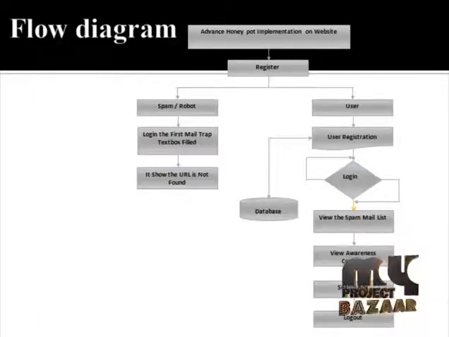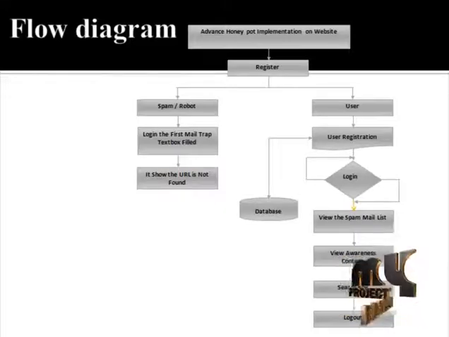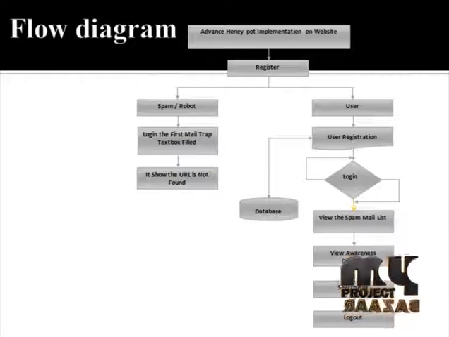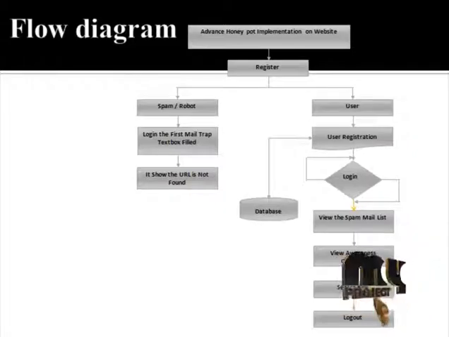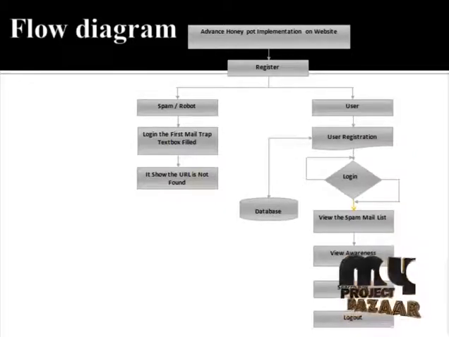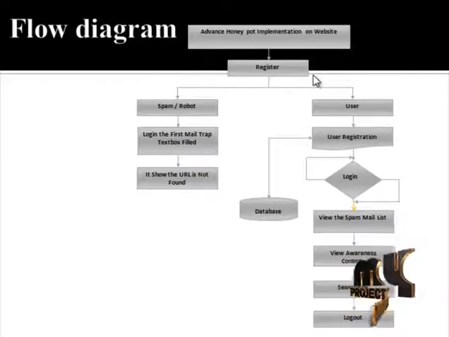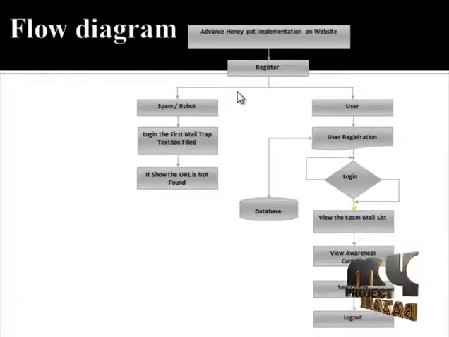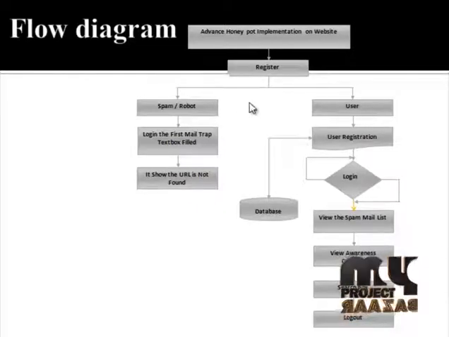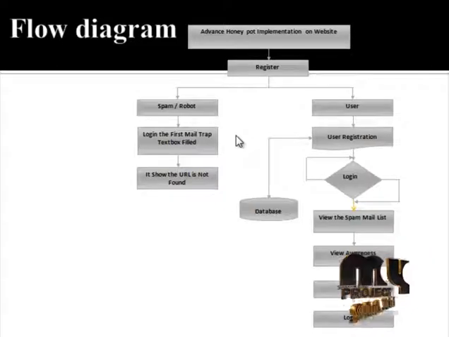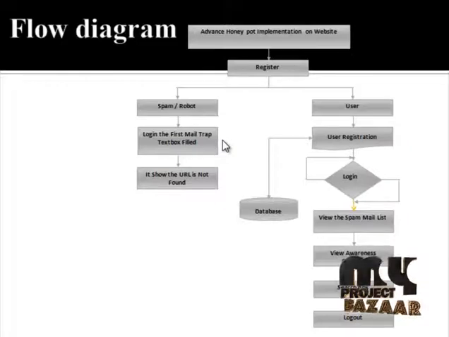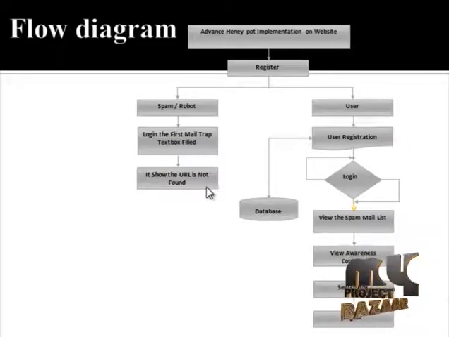This is our project flow diagram. First of all, in any website, web application, or web service, the registration form is one of the important parts. Many spam attacks happen at registration time, so we can implement the honeypot concept at user registration time. The flow starts with registration. In case a robot or spammer registers, the hidden text box field is filled, so the mail is dropped and the URL is not found.